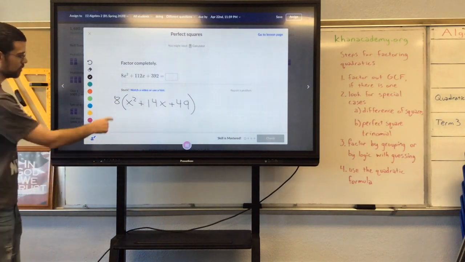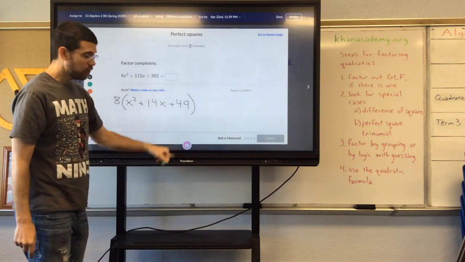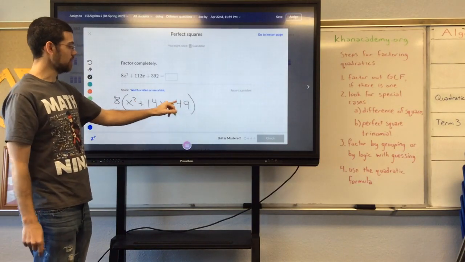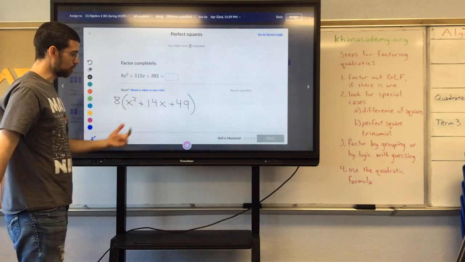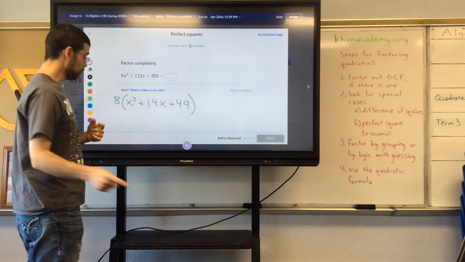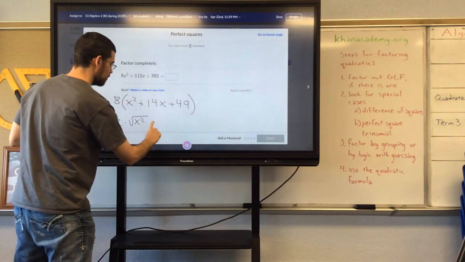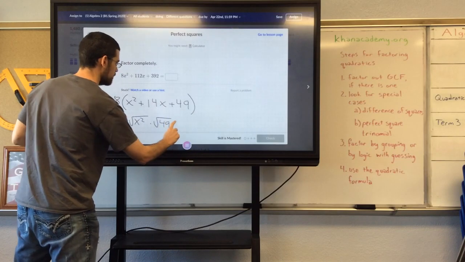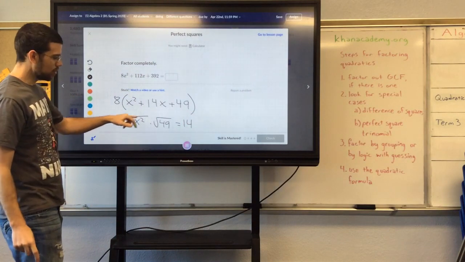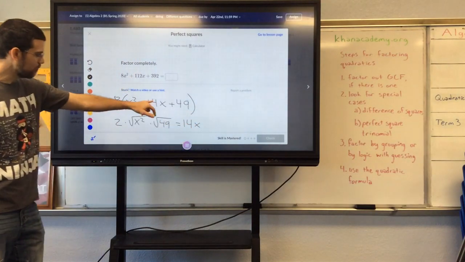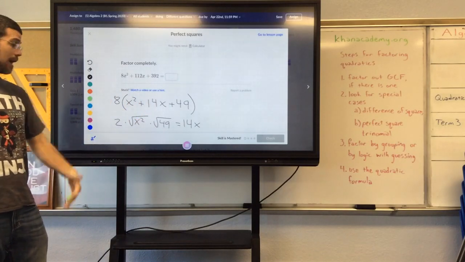And that's good news because we look at our first term inside the parentheses and it's a square. We look at the last term, the constant, 49, which is a square number, 7 times 7. And then we can look at the middle term, and that middle term should be 2 times the square root of the first term times the square root of the constant. Is that true? 2 times 7 is 14. The square root of x squared is x. So yes, I get 14x. So I know that's a perfect square trinomial, and I can factor it using the pattern we know.